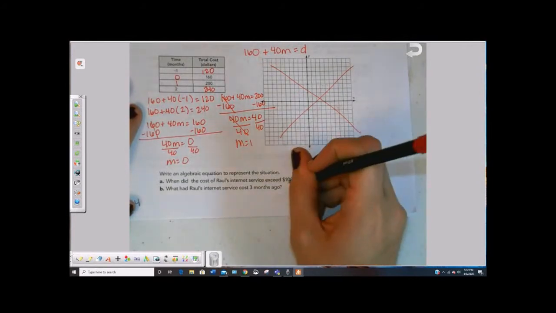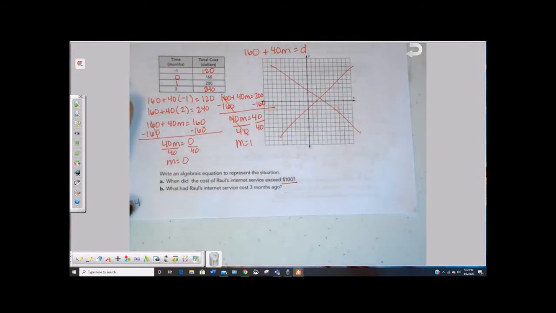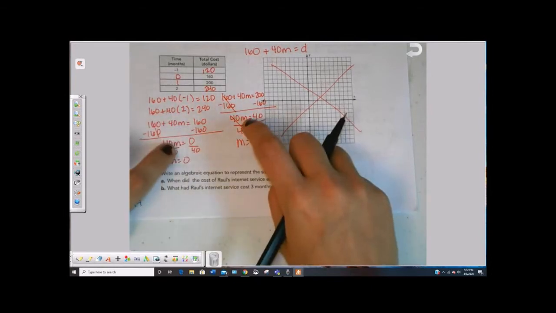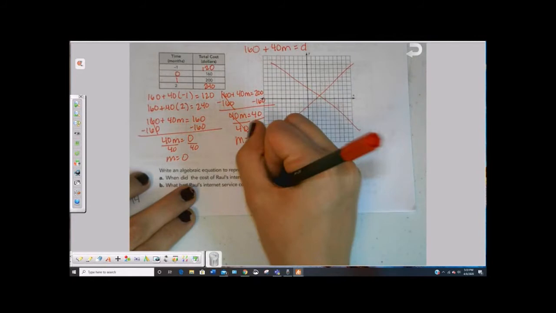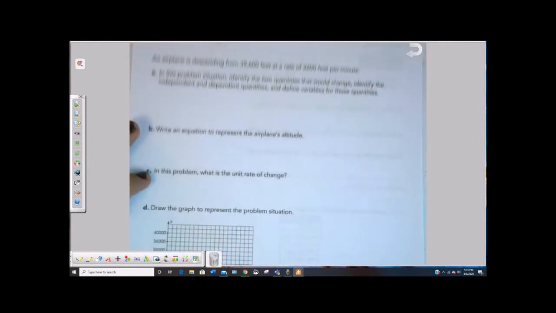Don't worry about graphing. I want you to answer A and B. It said, when did the cost of Raul's internet exceed $100? You have the dollar amount and you're trying to figure out the months, so you'll use one of the last 2 examples. Then it says, what had Raul's internet cost 3 months ago? Remember, ago means in the past, so that's a negative 3. So you'll use one of the first 2 examples.